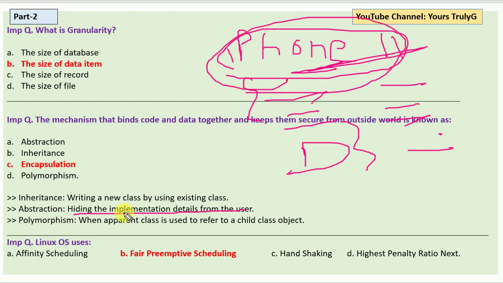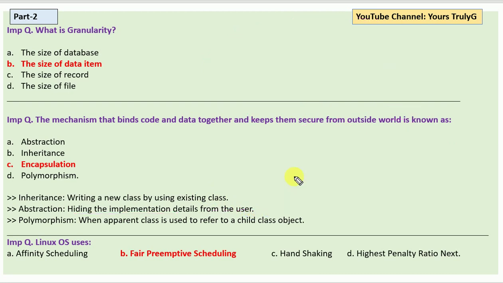So abstraction is what is important for a particular member: we have to show only that, and hide all the other things. So that is the practical example of abstraction. That's why I have given the practical example, so that you have a better understanding.